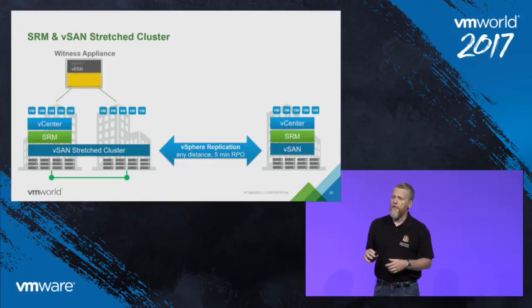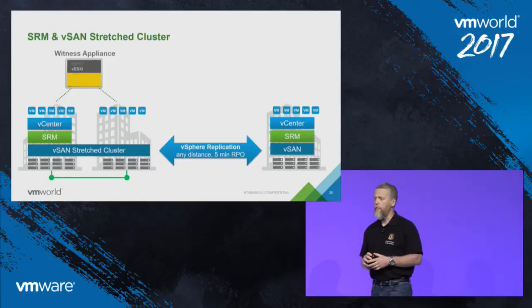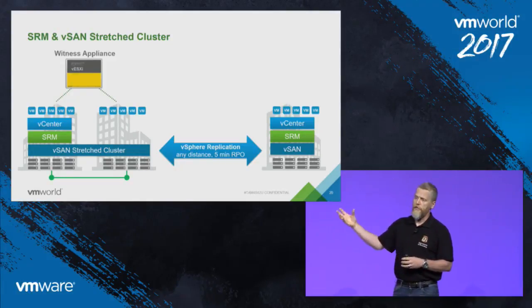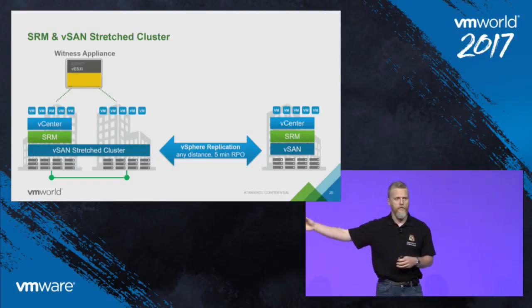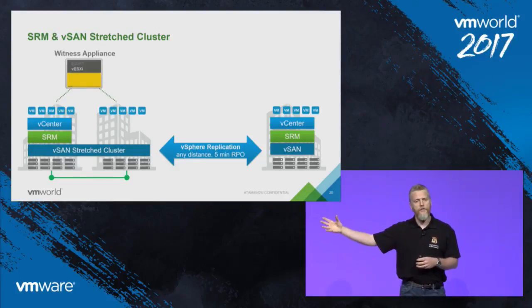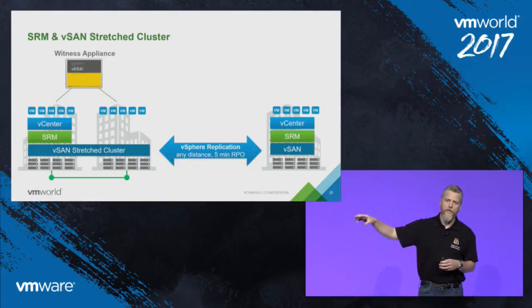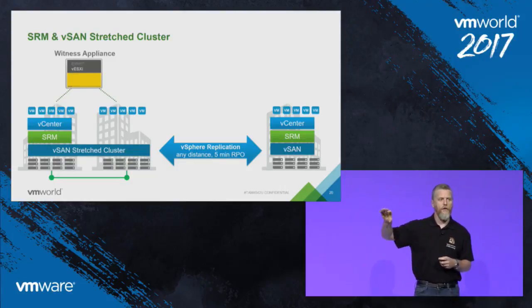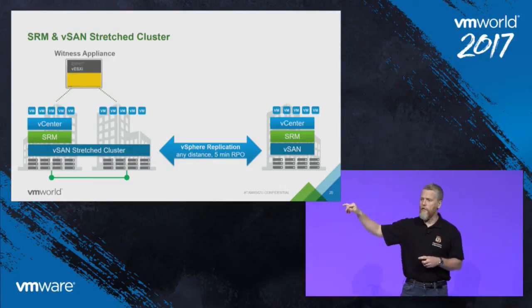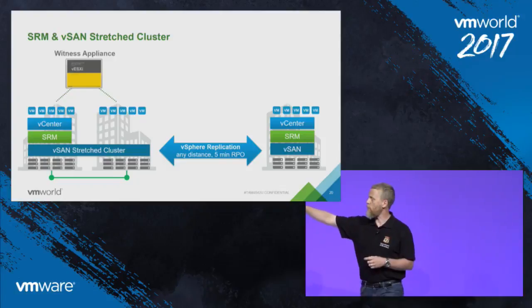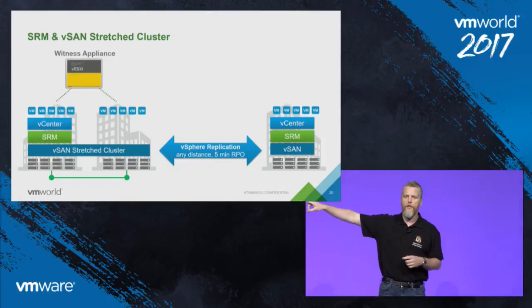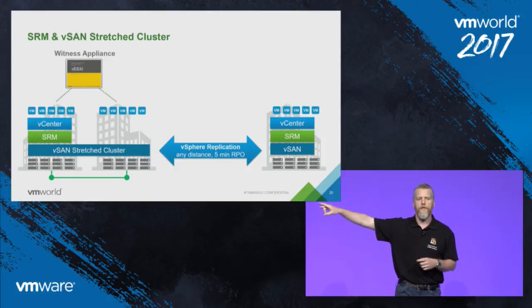So another topology that we can do is combining a stretched cluster. In this case, I'm showing a vSAN stretch cluster, but combining a stretch cluster with SRM. If you remember before, I said that you can't use SRM to fail over a stretch cluster. Specifically, what I was talking about is you can't use SRM to fail over between the two sites that make up that stretch cluster.